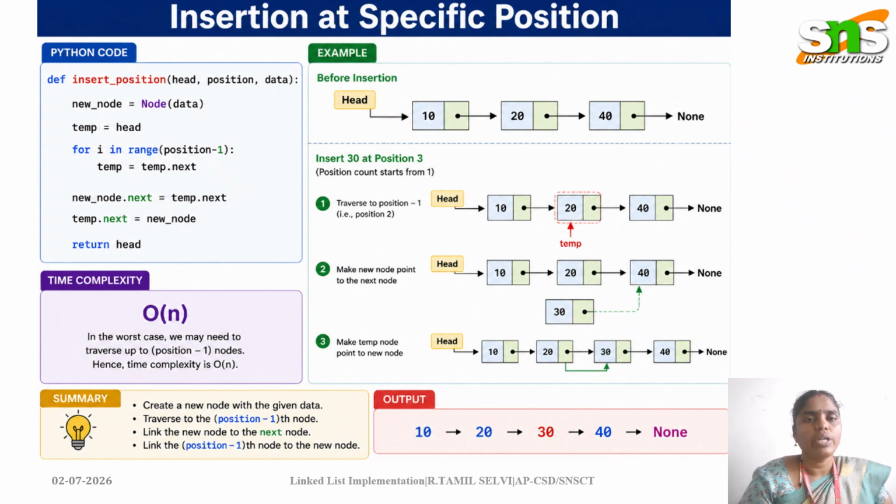So we have to create a node, and if the position is 1, we have to insert at the beginning. Otherwise, move to the previous node. Then we have to update the links, because we may need to traverse several nodes before inserting. Finally, after traversing to position minus 1, that is position 2, and after making the new node point to the next node and making the temp node point to the new node, we get the final output as 10, 20, 30, and 40.